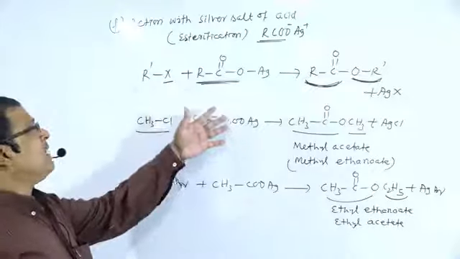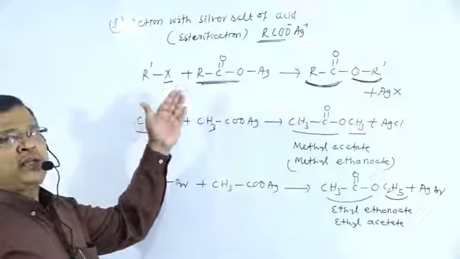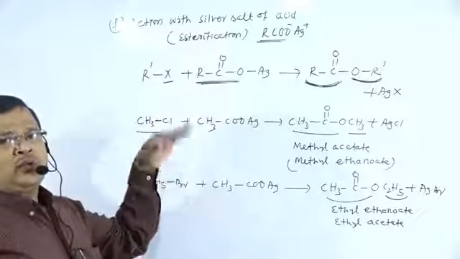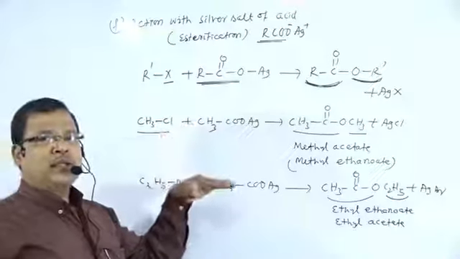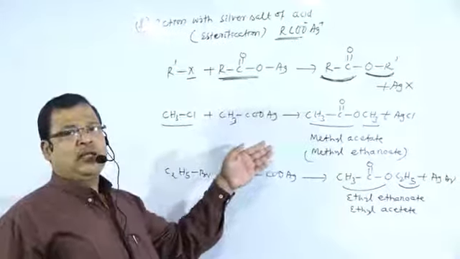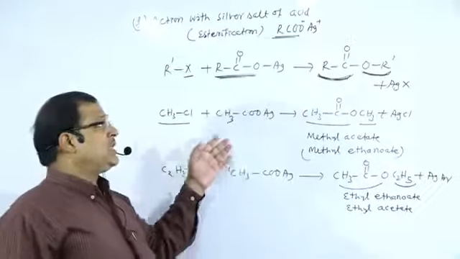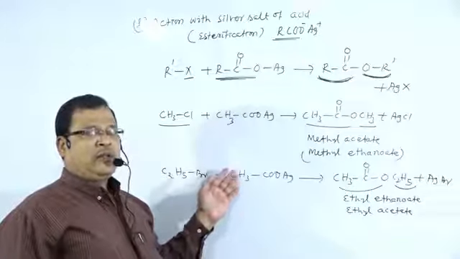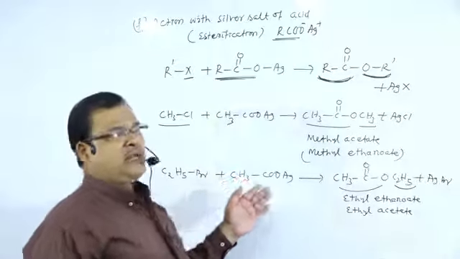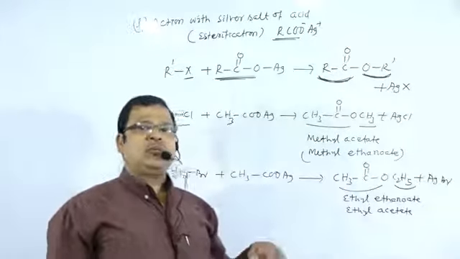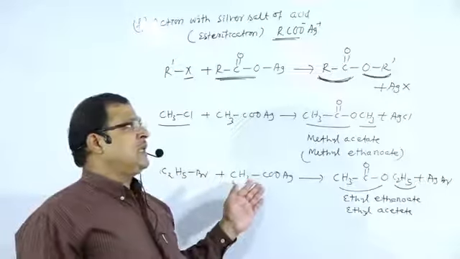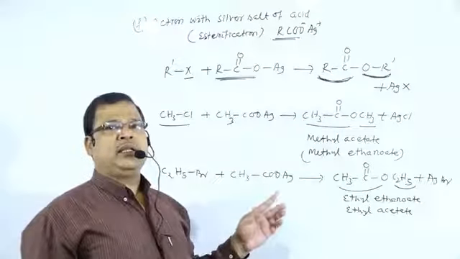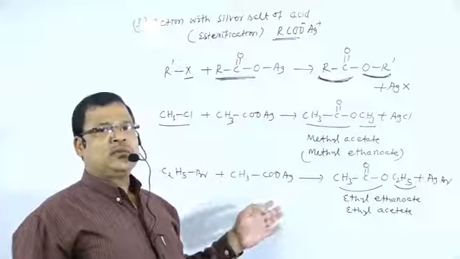In nucleophilic substitution reactions of alkyl halides, the X part is replaced by CN, NC, NO2, ONO, OH-, or RCOO-, to form the desired products. So these are the nucleophilic substitution reactions of alkyl halides. In the first class, we discussed the mechanisms of SN1 and SN2, and today we discussed some examples of nucleophilic substitution reactions where X is replaced by nucleophiles.